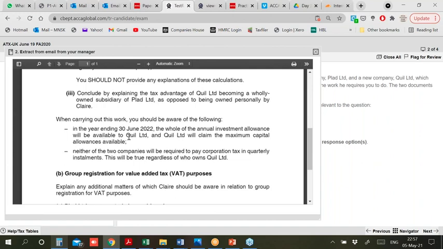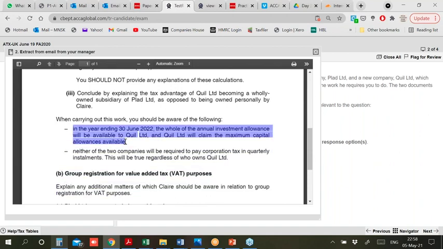for the year ending 30 June 2022, the AIA will be available to Q Limited, and Q Limited will claim maximum capital allowances available. Okay, neither of the two companies will be required to pay corporation tax in quarterly instalments. That's fine. Now, why is he telling me this point?